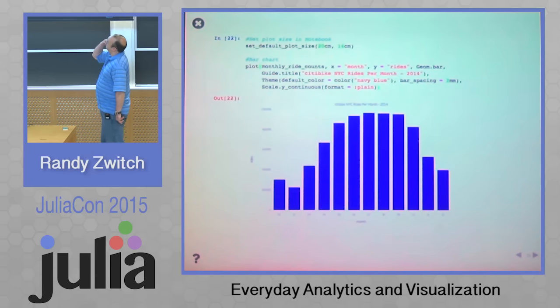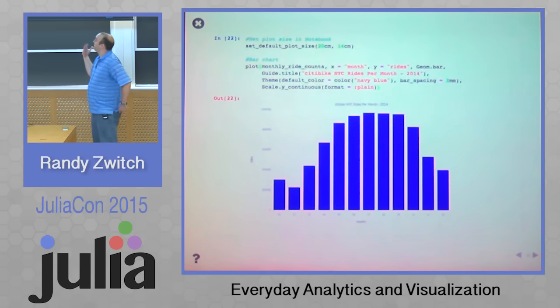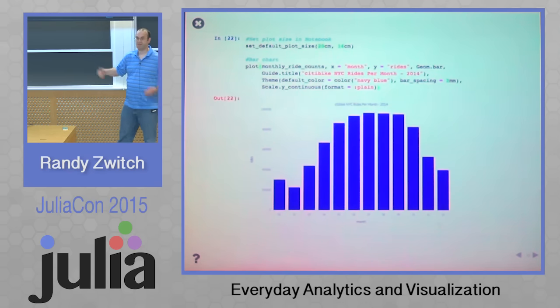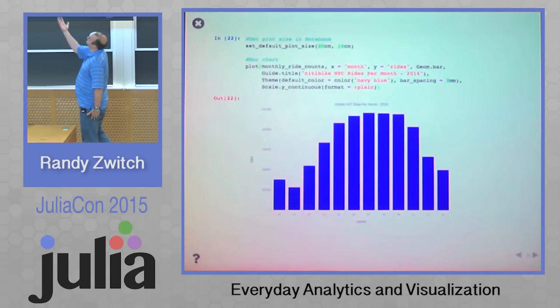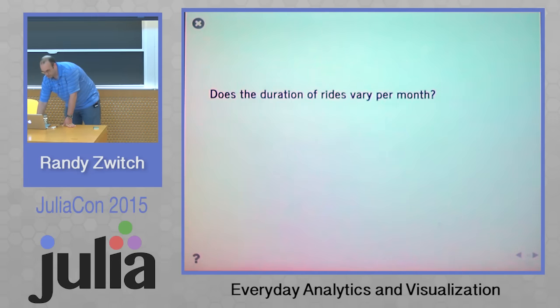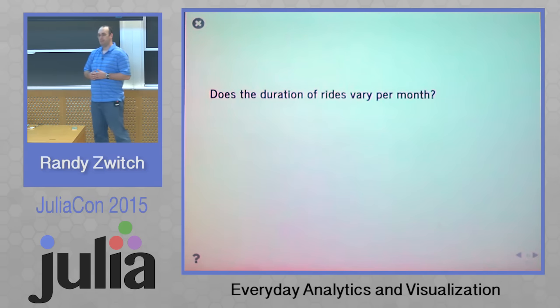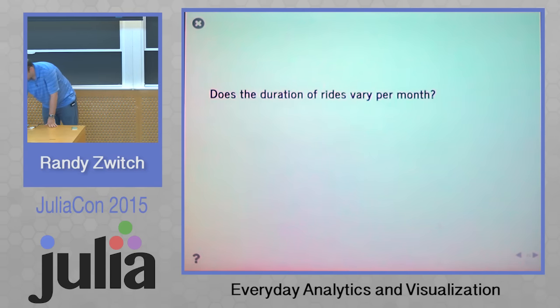So when you plot this, now it's a lot more obvious that the rideshare program is dramatically more popular during the warm months relative to the cold months. And again, that's perhaps common sense, but it is proven out here and easy to see with our bar chart. It's quantifiable, yes. Okay. So does the duration of rides vary per month? That's another column that we have in our data. We can go through and again use Gadfly.